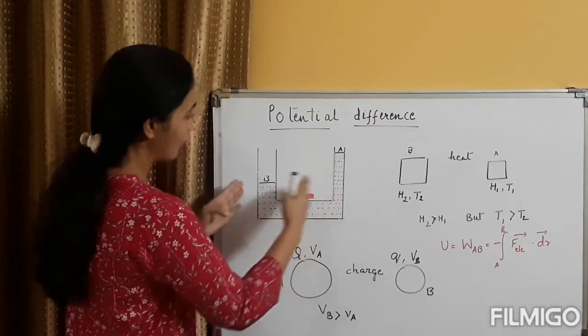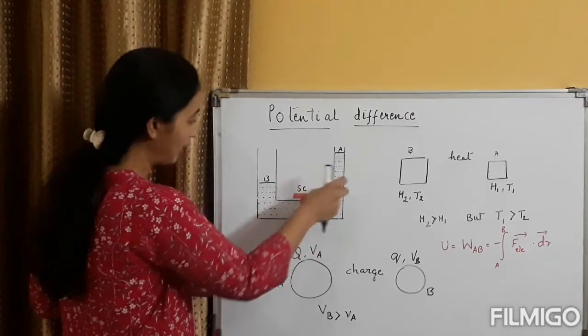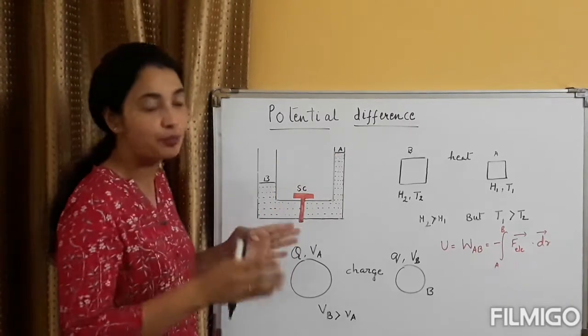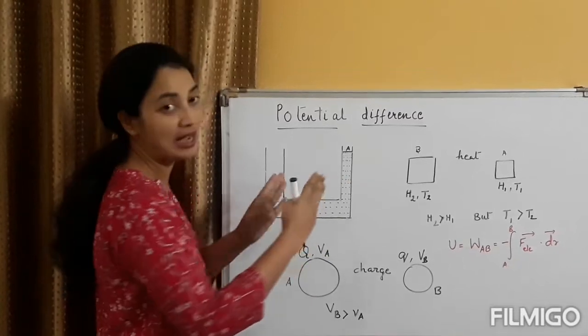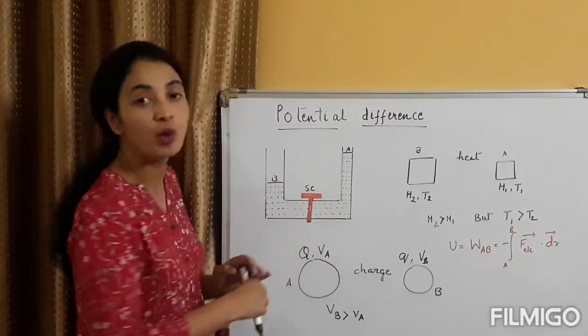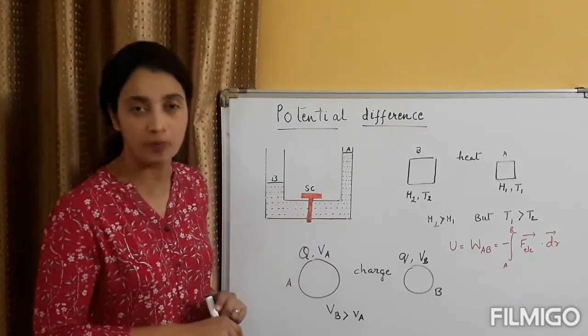Consider a tank of non-uniform cross-section area. The side A is a little thin and the side B is broad. And this is a stopcock, and the level of water, as you can see, is different in both the sections A and B. Now what do you observe if we open this stopcock?